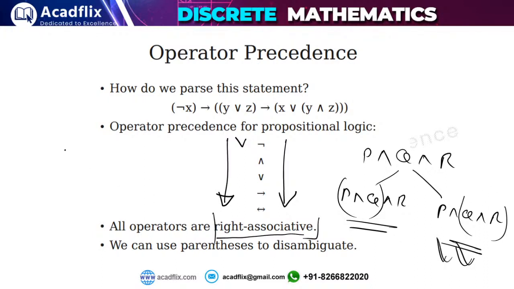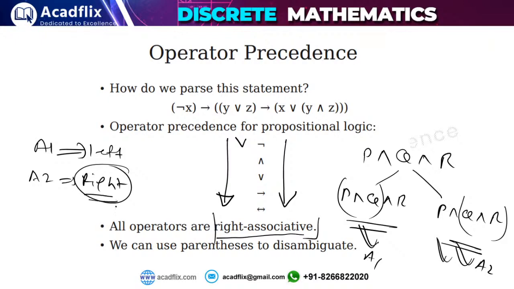But remember, this is not a universal thing. If you are studying from some author, let's assume author 1, then author 1 may use left associativity and author 2 may use right associativity. So author 1 will do like this, and author 2 will do like this. But most of the authors use right associativity. In the NET exam they will mention it, don't worry about it, they will mention whether something is right associative or left associative. But if nothing is mentioned, then you use right associativity, because most of the authors use right associativity.